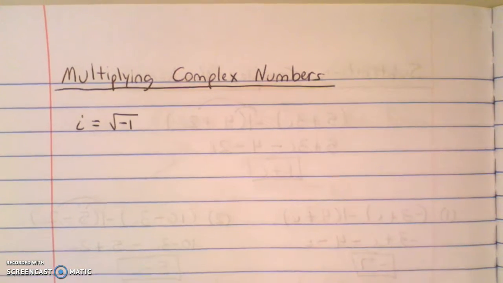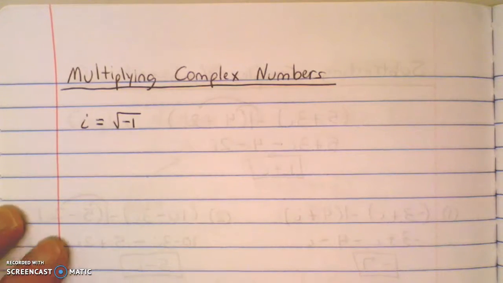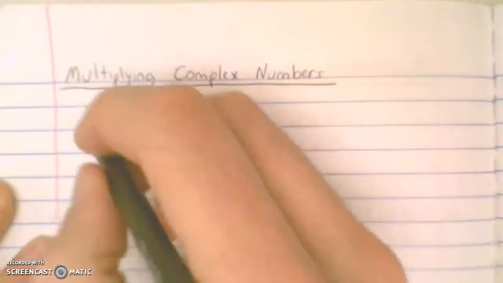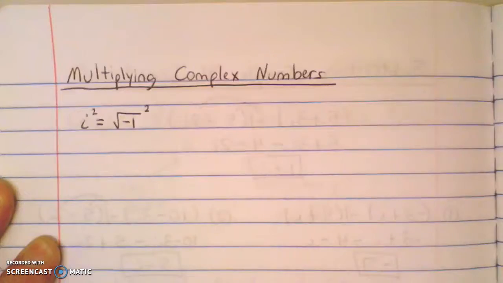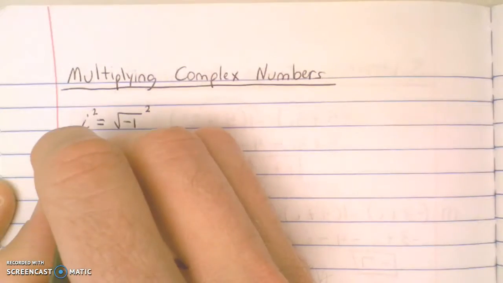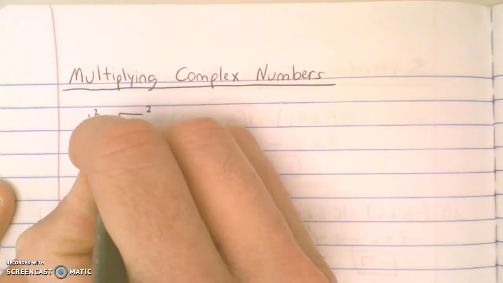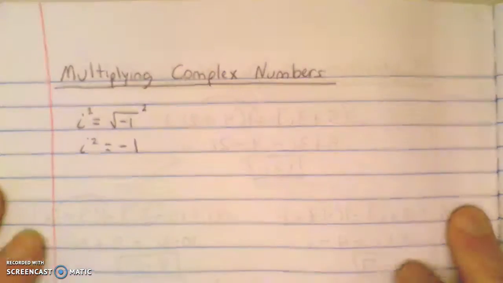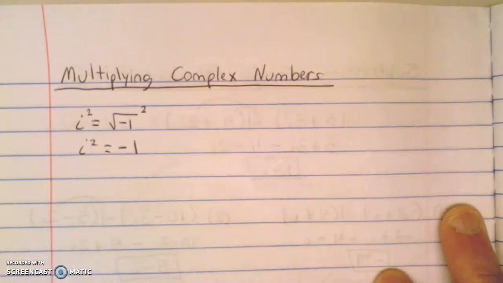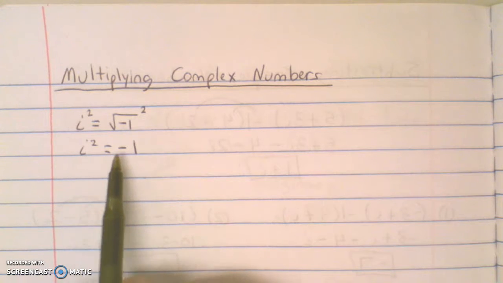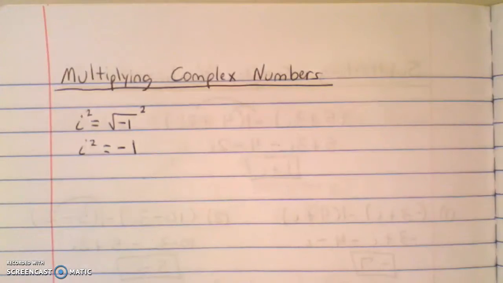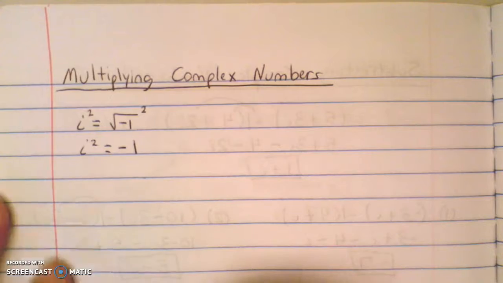Something special happens when you have the value i squared. Let's say I wanted to square this. I'm going to square both sides. When you square both sides, the value of i squared winds up equaling -1 because the square root and the square cancel. This is important to know because when we multiply complex numbers and you have i squared, you can replace it with -1. Let's look at some examples we can practice together.